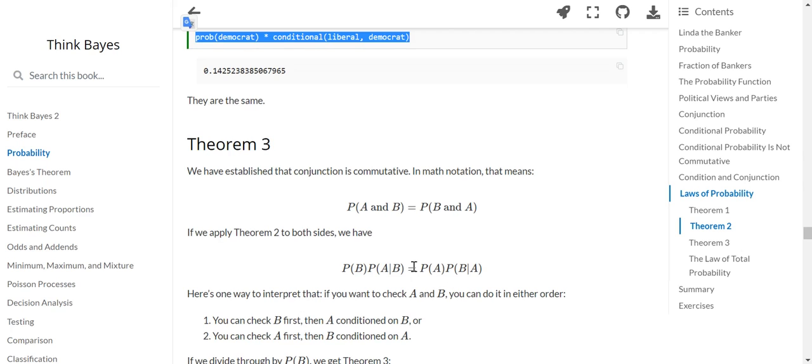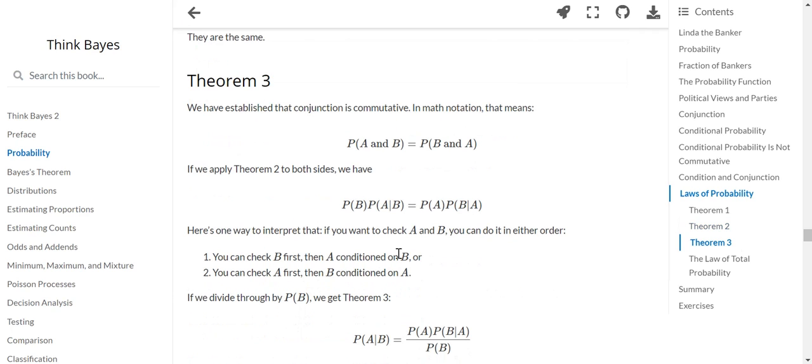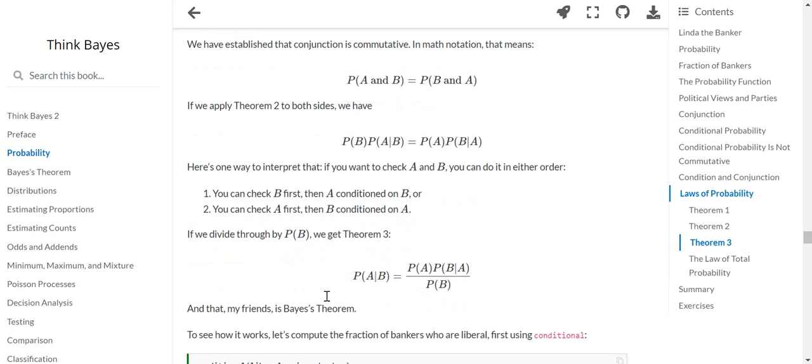So here's one way to interpret it. If you want to check A and B, you can do it in either order. You can check B first, then A conditioned on B, or you can check A first, then B conditioned on A. So using this, you get the relation as well.